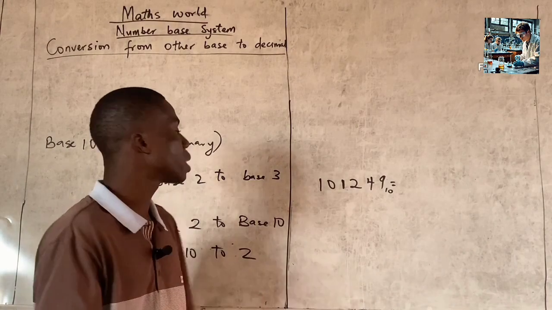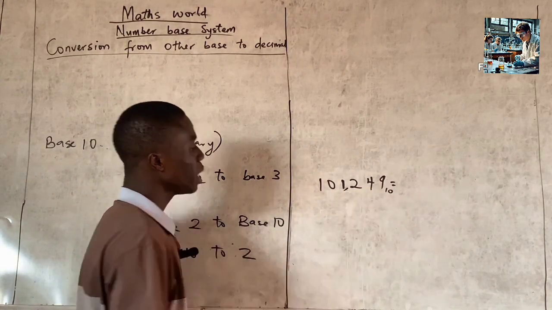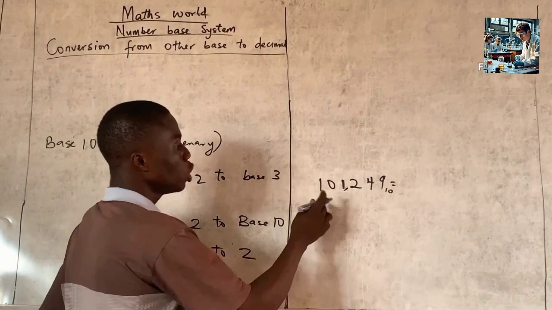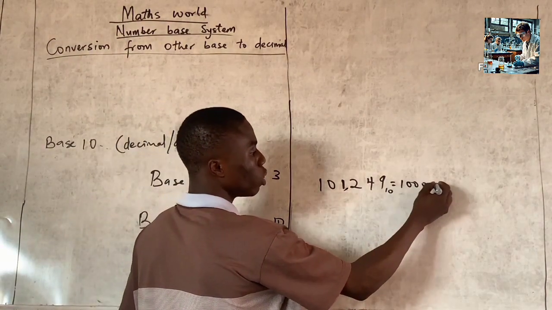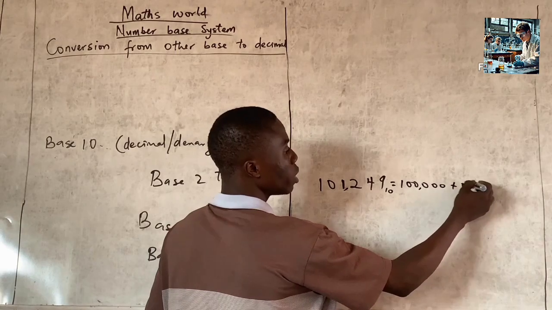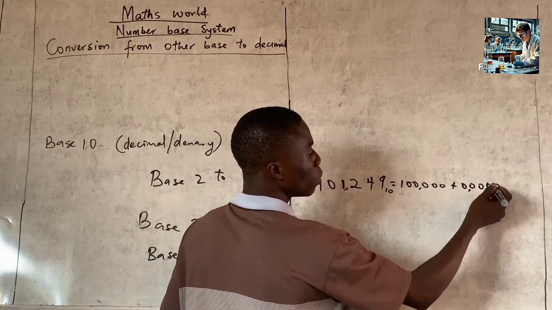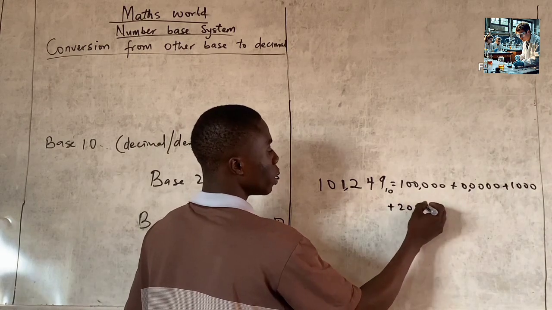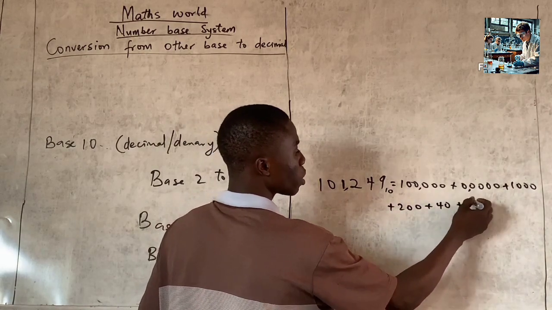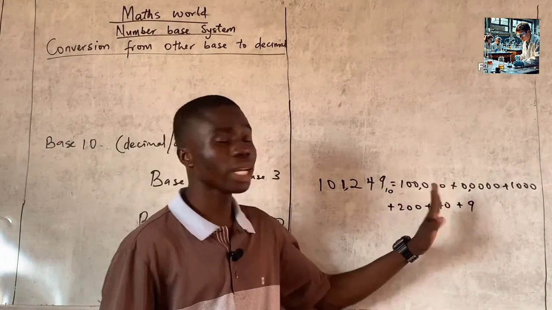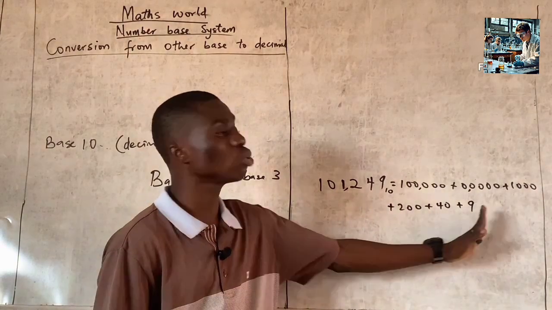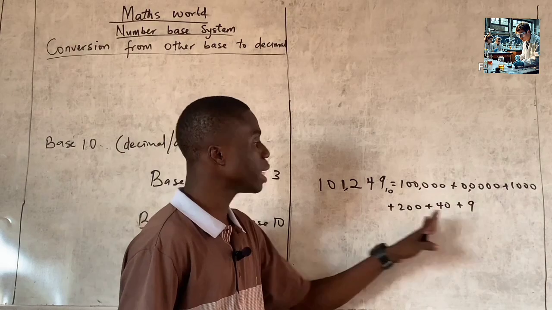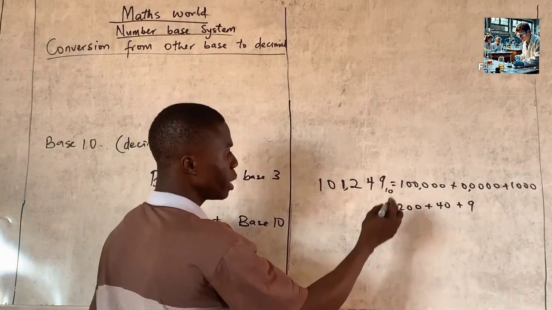Now, what we can say about this is that I can dissociate it, split it into its components. If you read this, you know that this is 101,249. So you say that this is 100,000 plus 1,000 plus 200 plus 40 plus 9. You can see I have split it into its components. Now, I can represent each in standard form.